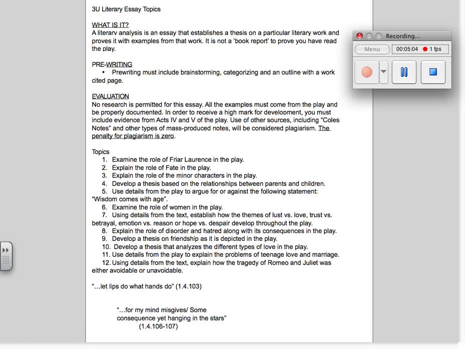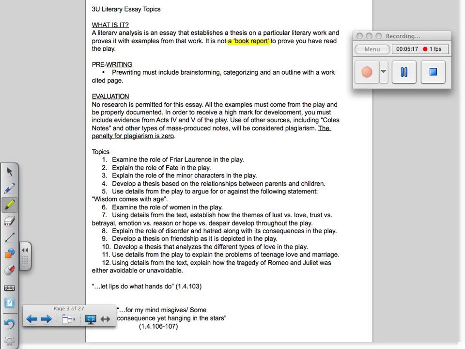This is what you'll be getting in for me in just a second. I don't want to lose you all, so I'm just going to talk for a second. What it is basically not, it's not a book report. So please be careful. Do you remember doing book reports? Okay. You're not trying to prove to me that you read the play. We're way beyond that. So if you give me any kind of summary, we have a problem.